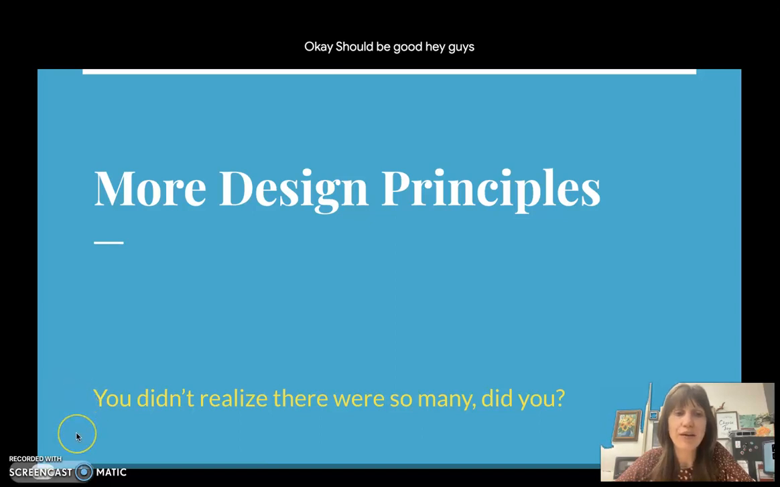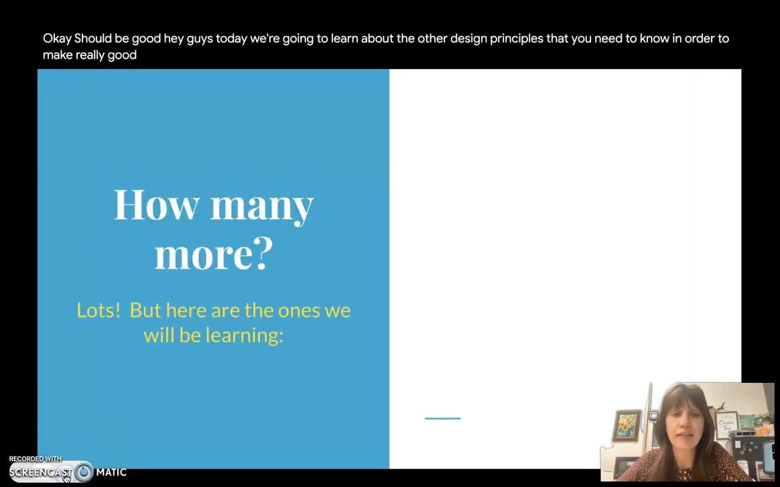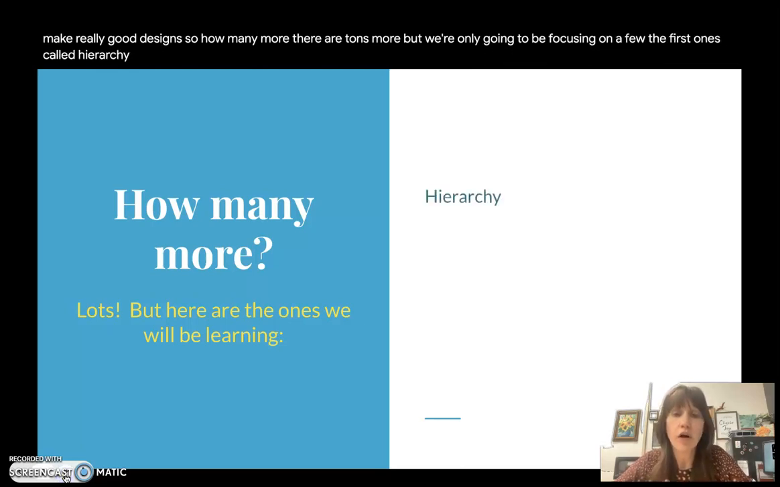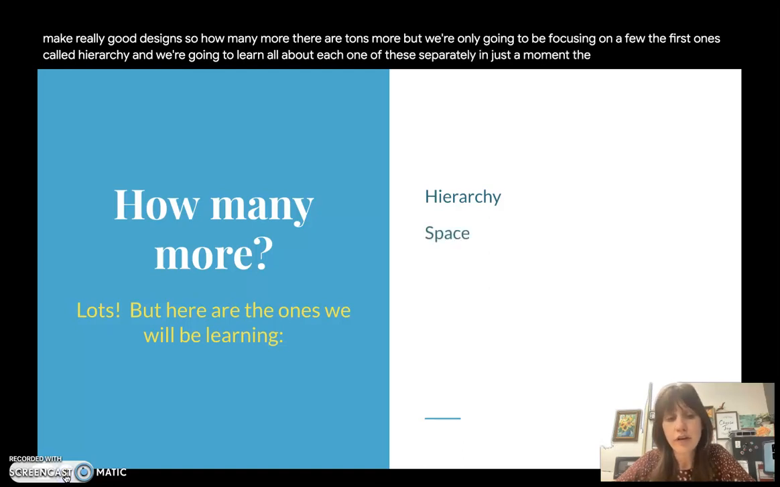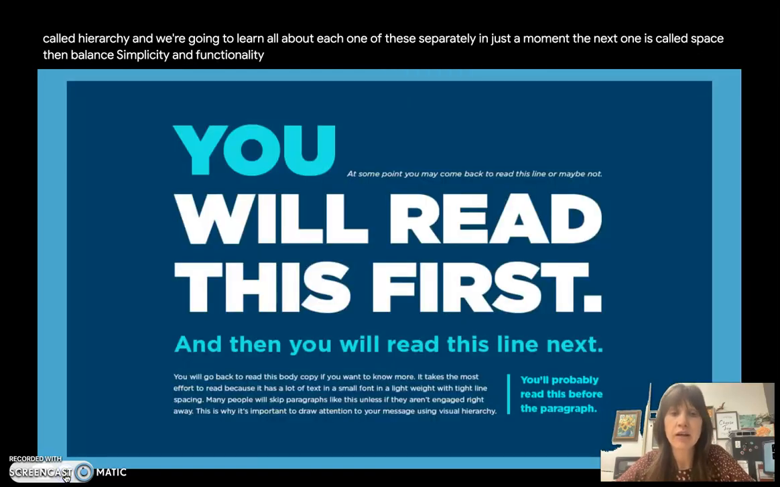Hey guys, today we're going to learn about the other design principles that you need to know in order to make really good designs. So, how many more? There are tons more, but we're only going to be focusing on a few. The first one's called hierarchy, and we're going to learn all about each one of these separately in just a moment. The next one is called space, then balance, simplicity, and function.